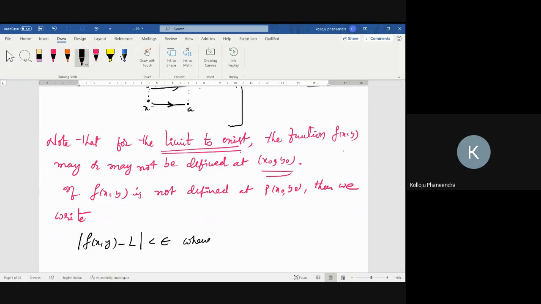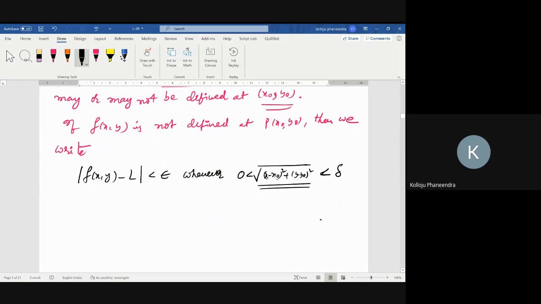The only change is, whenever previously what we have written, x minus x naught whole square plus y minus y naught whole square less than delta, and this must be greater than 0. This value must be greater than 0. This is called the deleted neighborhood of point P.